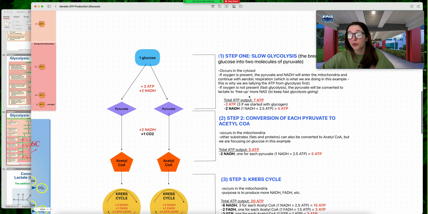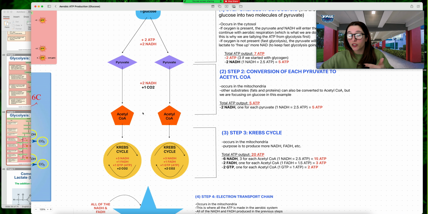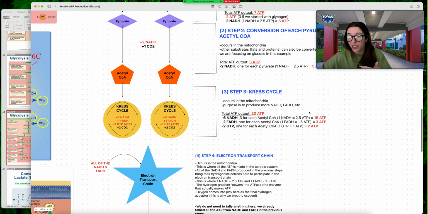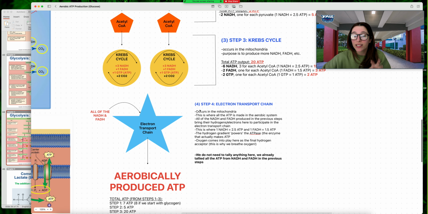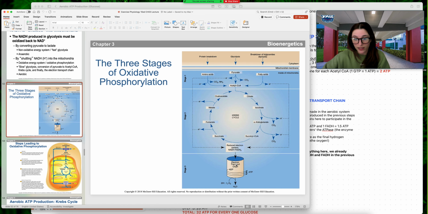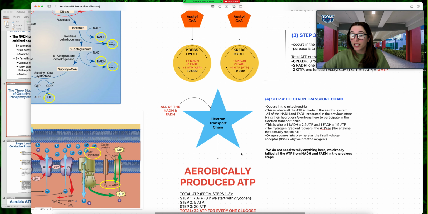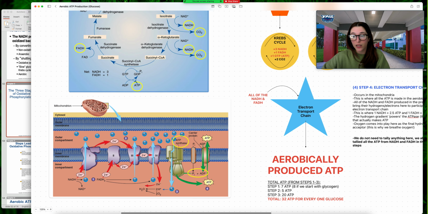So far, we've produced from 1 molecule of glucose 7 ATPs through glycolysis, 5 ATPs when we converted each of those pyruvates to acetyl-CoA, and a total of 20 ATPs as each of those acetyl-CoAs went through the Krebs cycle. Now, step 4 is the electron transport chain, right? If I go back here, that's going to be step 4. So step 4 is the electron transport chain. This is also occurring in the mitochondria. This is where all the ATP is made in the aerobic system, right? This is that picture from the slides that we were talking about.